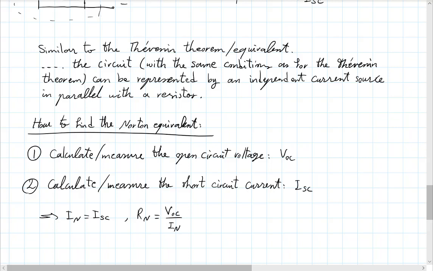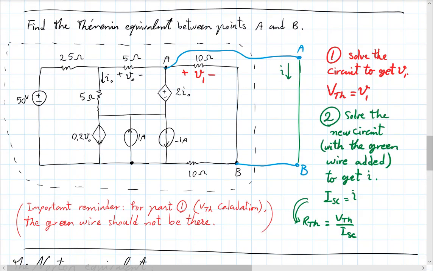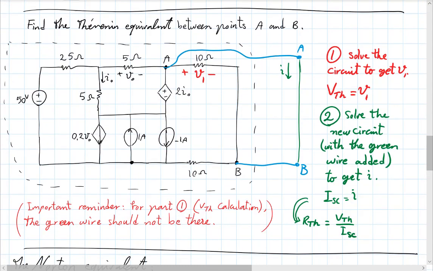In the next step, you actually have to add a wire between those 2 points, which means now a new circuit. And now you have to solve this new circuit to calculate the current going through that wire that you have added. And that's your short circuit current. And so that would directly give you your I Norton. And then dividing that open circuit voltage by the short circuit current would give you the R Norton. So what we did here is directly an example of that too.